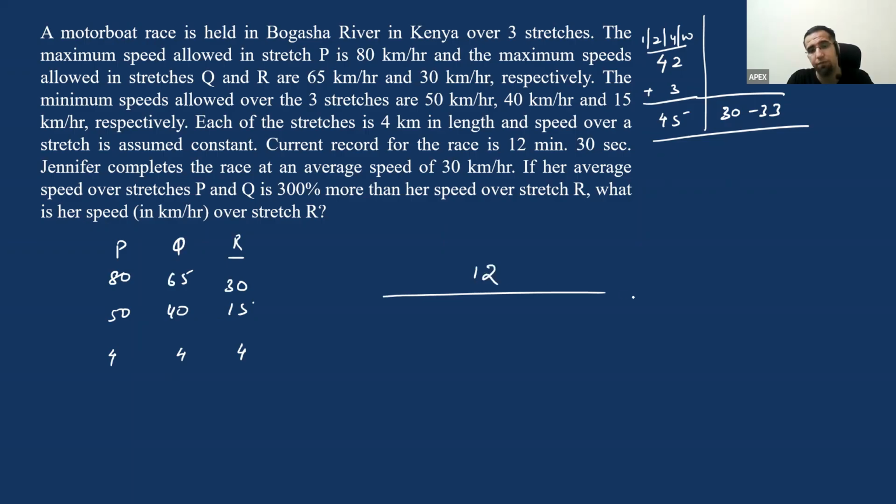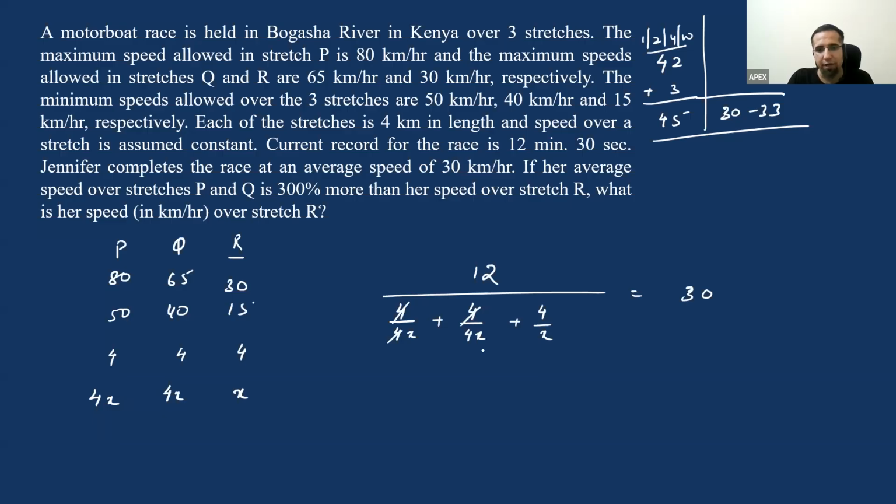So total distance is 12. Total distance by total time is equal to average speed. Clear? If her average speed over the stretches P and Q is 300% more than that of R. Clear? So if R is equal to X, 300% more will give me 4X here. And this will also give me 4X here. So time taken for this part of the journey is 4 by 4X. Time taken for this part of the journey is 4 by 4X. And time taken for this part of the journey is 4 by X. So this becomes 1 by X, this becomes 1 by X, and this is 4 by X.